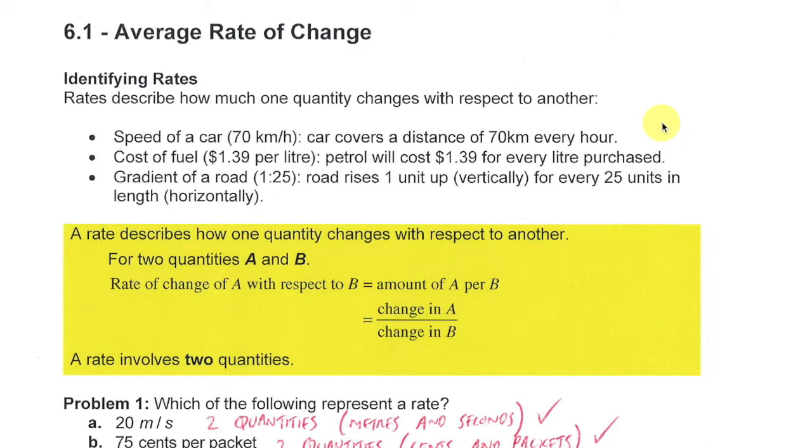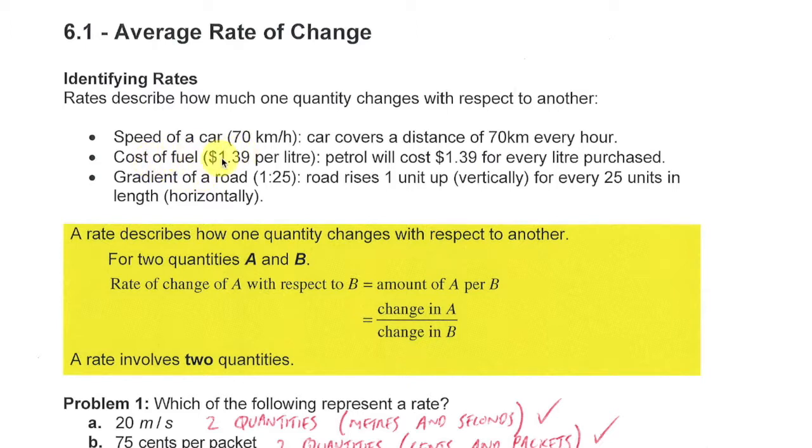So firstly, we need to identify rates. So here's the first rate. We've got the speed of a car. So the speed of the car is 70 kilometers per hour. Notice that there are two quantities involved in this. So we've got a change in kilometers and we've got a change in hours. So the car covers a distance of 70 k's every hour that we are in the car.